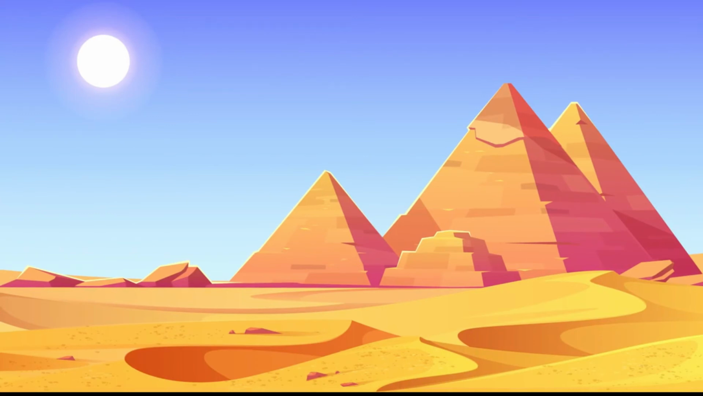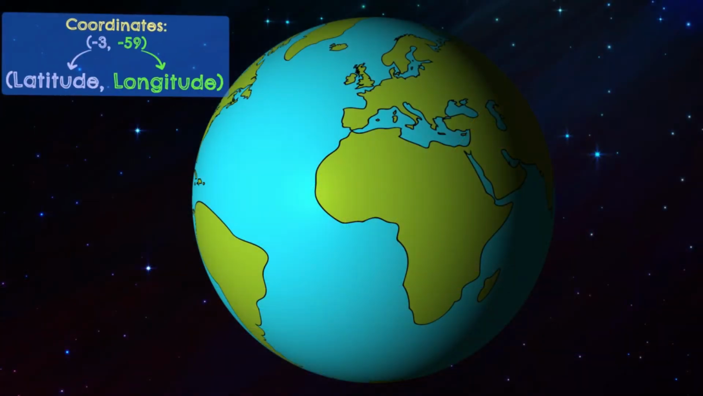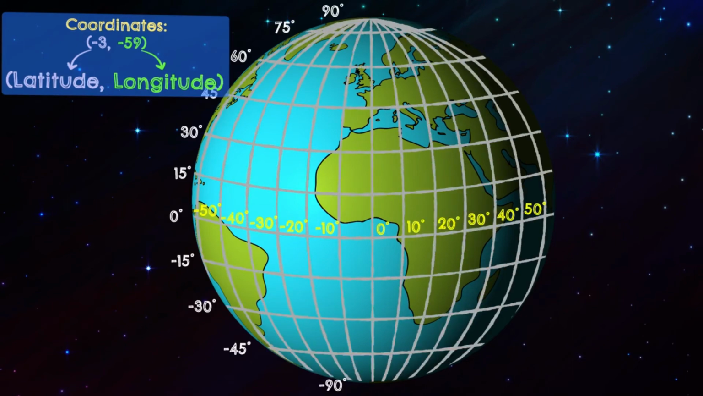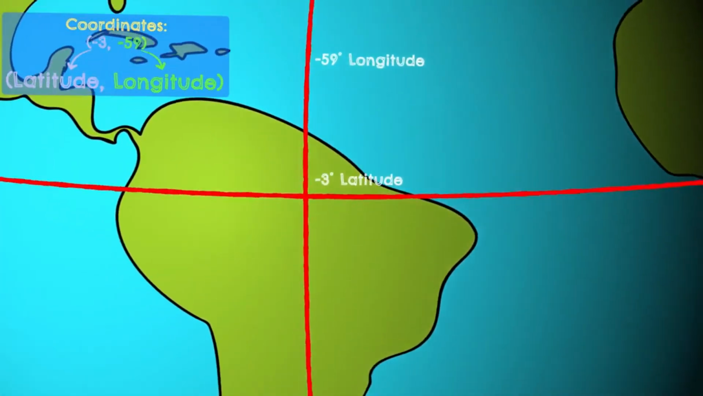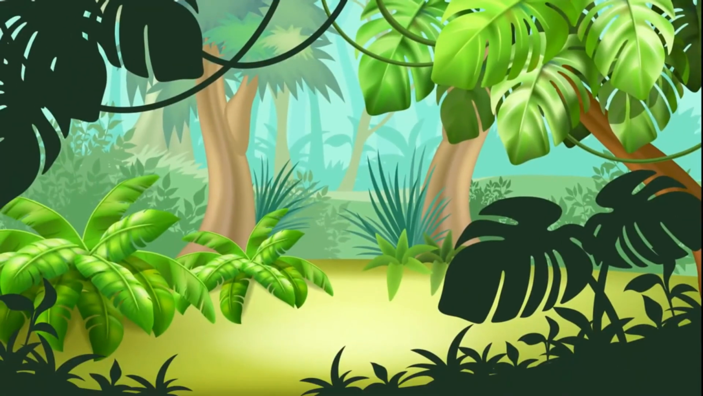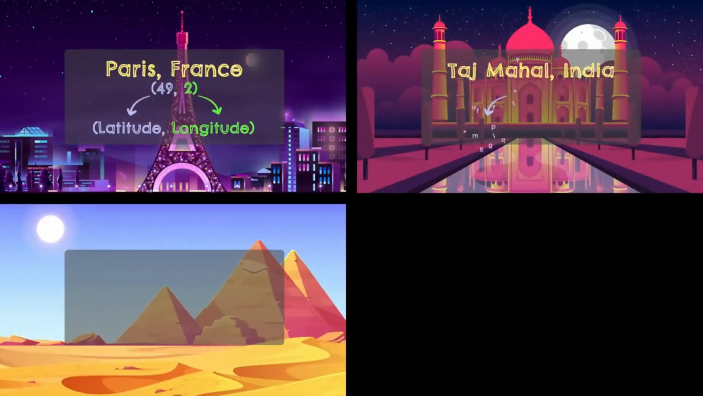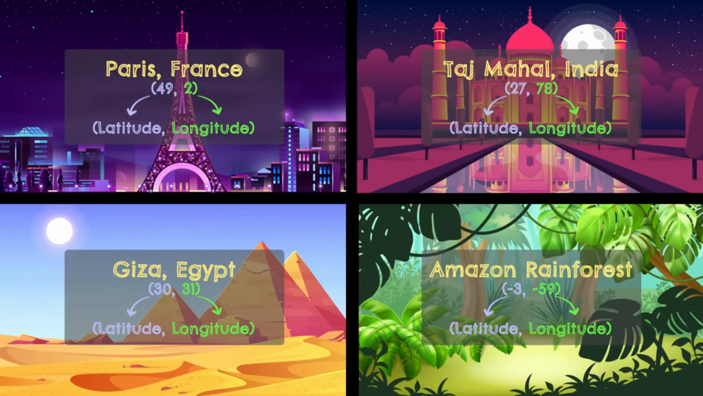And in the same way, if I asked you to look for another mystery place with coordinates -3 and -59, you would look for the latitude line at -3 degrees, which is below the equator or in the southern hemisphere, and the longitude line at -59 degrees, which is left of the zero meridian line and in the western hemisphere. And where these two lines meet, you would find our second mystery place, the Amazon rainforest. So as we can see, each place on Earth has its own unique set of coordinates made up of latitude and longitude. So if we know a place's coordinates, we can easily find it on a map.